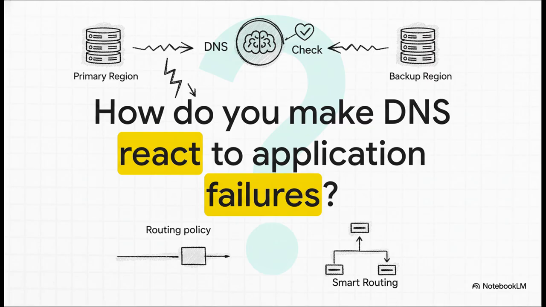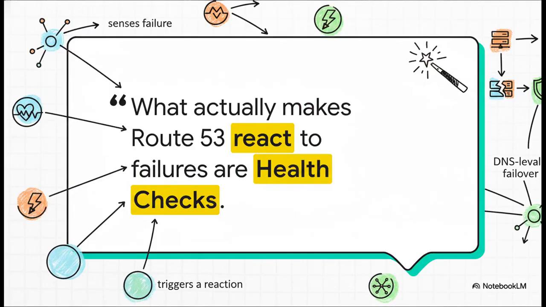You've got your main region running, you've got your backup ready to go, but how do you make the DNS, the thing that tells users where to go, how do you make it smart enough to actually react when something breaks? Just having a standard routing policy, well, that's not going to cut it. And boom, there's the answer. This is the magic right here.